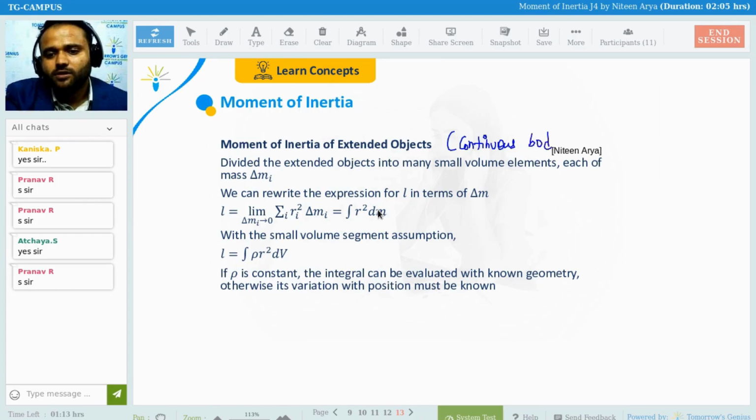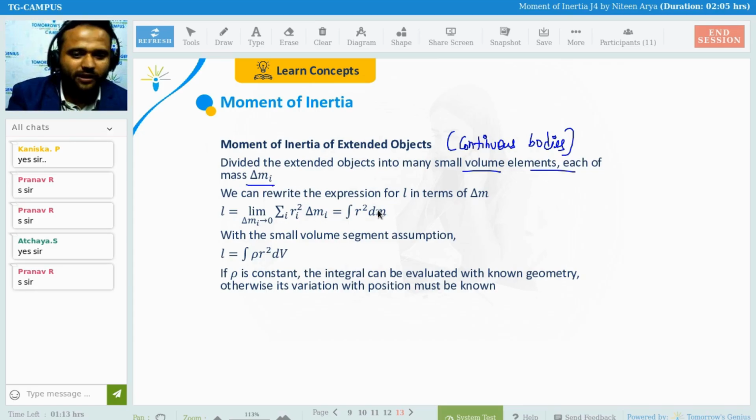For continuous bodies, we divide the extended object into many small volume elements, each of mass delta m i. I already told you this. So we can write the expression for L in terms of delta m, and that is going to be I. It appears like L.